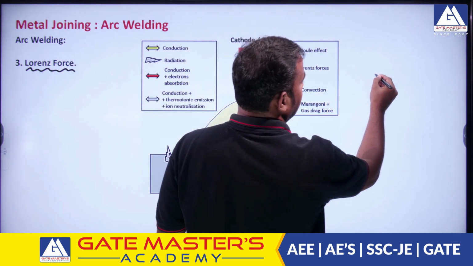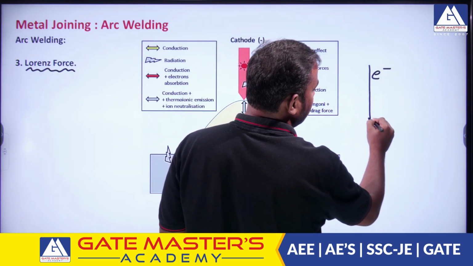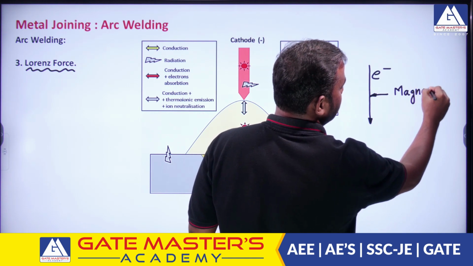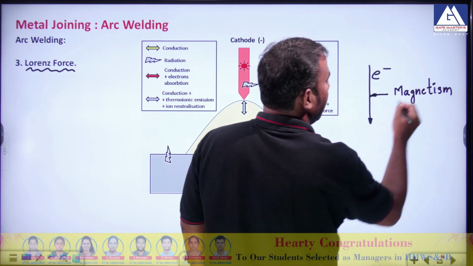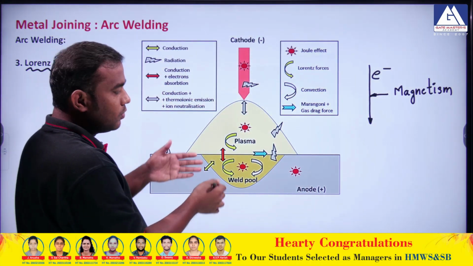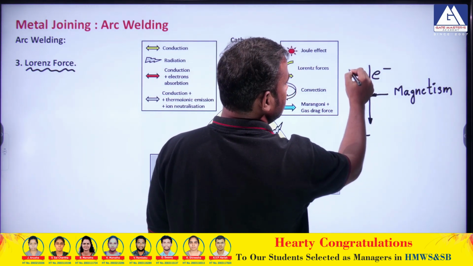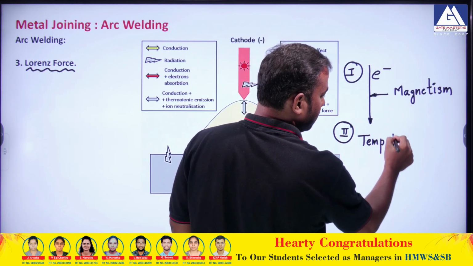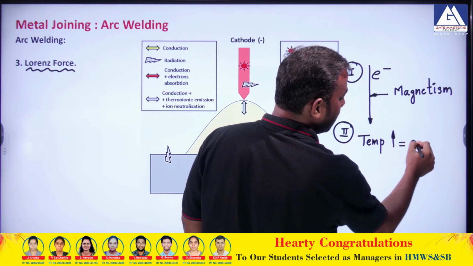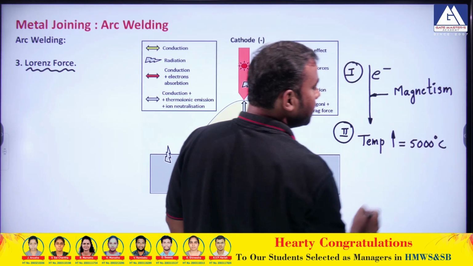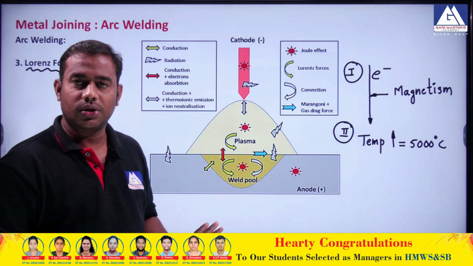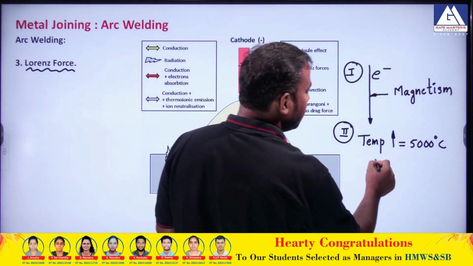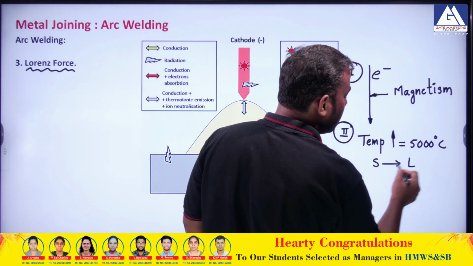What are Lorenz forces? The electrons are moving, making a displacement, and this causes magnetism. Also there is a liquid pool, and the temperature rise is there, which is the second point. The temperature rise is around 5000 degrees centigrade. At this temperature any material will melt, so the solid is directly converted into a liquid.